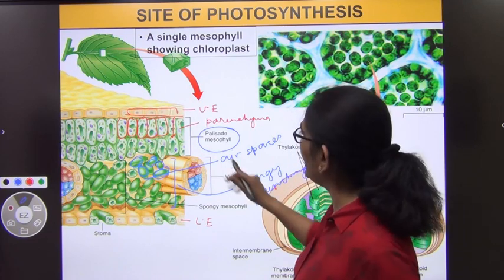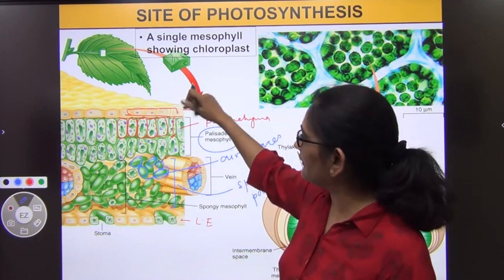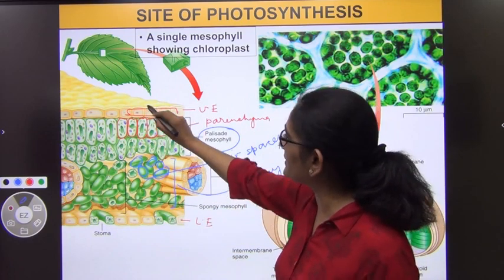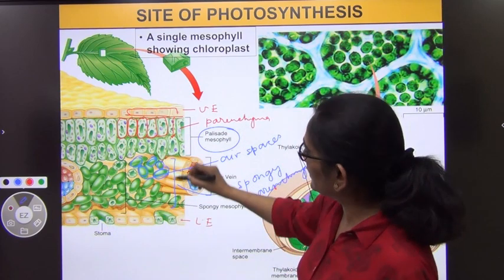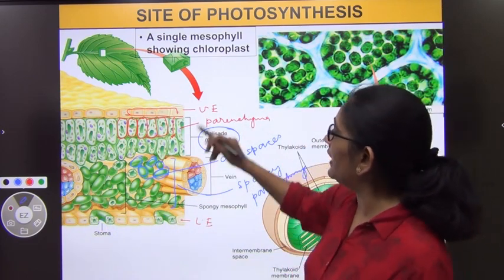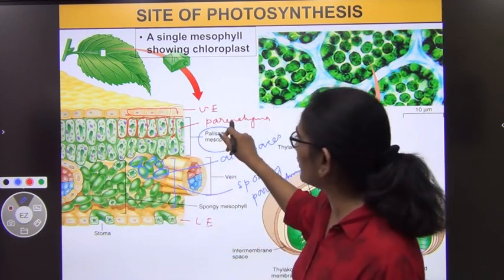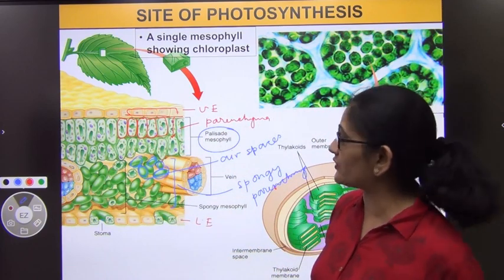So we have seen what? If we cut the section of a leaf, the leaf has upper epidermis and lower epidermis, covered by a waxy cuticle, then they have apertures called stomata, then the middle part of the leaf is called mesophyll. The mesophyll is filled with a type of cell called parenchyma. This parenchyma is of two types.